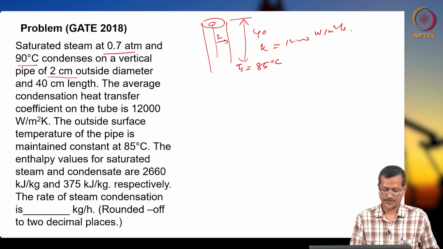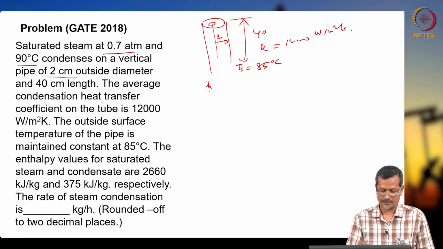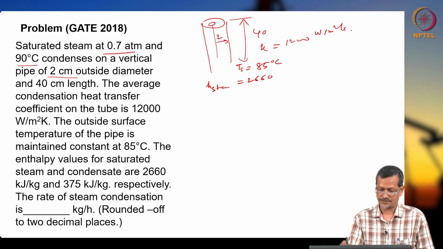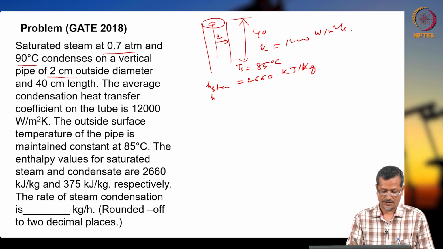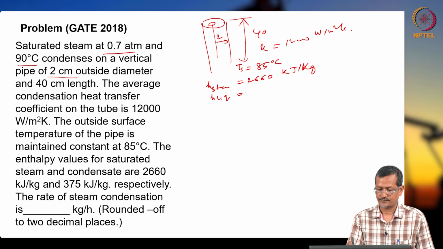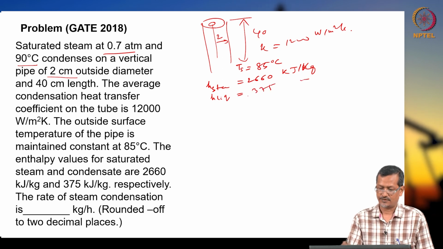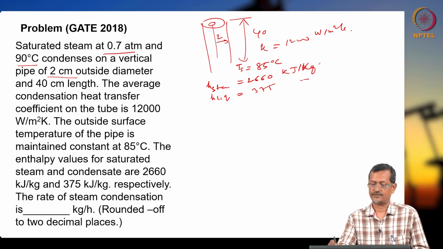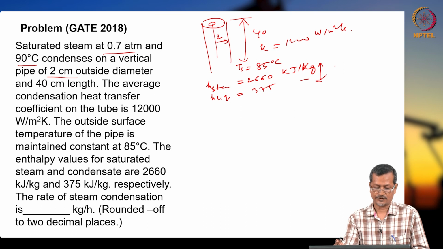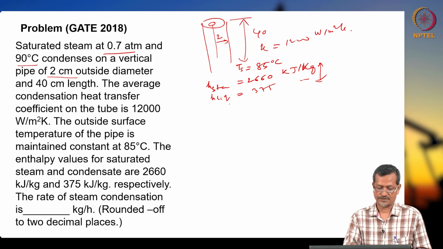The enthalpy values are given: H steam 2660 kJ per kg. You should remember the unit kJ per kg. H condensate liquid 375. Okay, so enthalpy values are given. How much energy you have given is the difference of these two amounts. The rate of steam condensation you have to calculate.